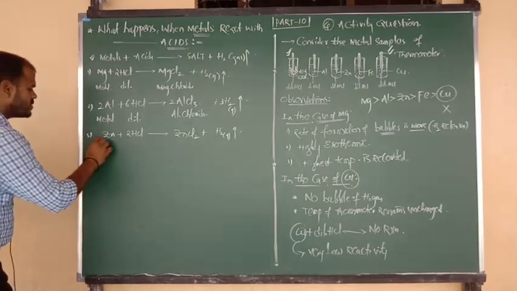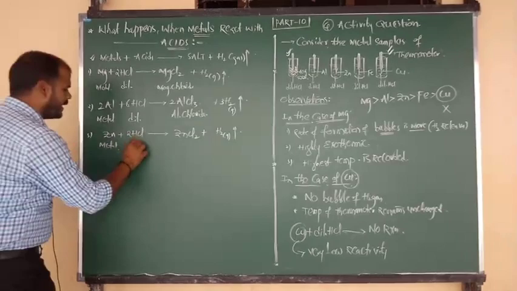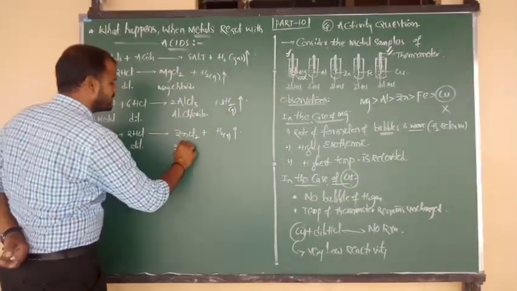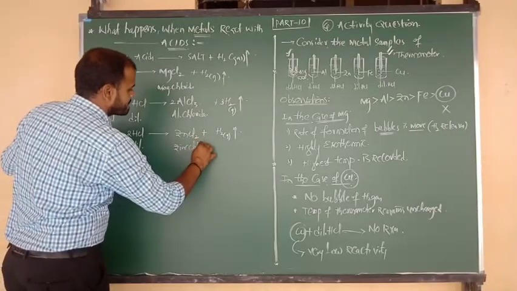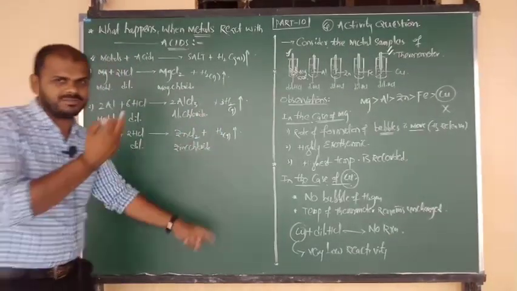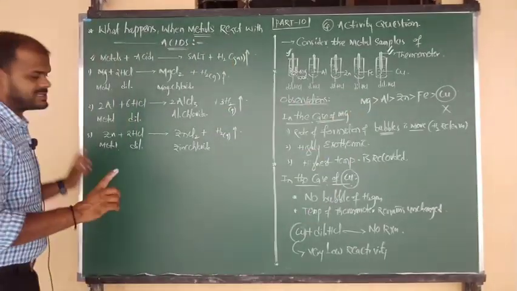Did you understand? So zinc is a metal. Upon reaction with dilute hydrochloric acid, it forms the salt, and the salt is zinc chloride. Here also liberation of H2 gas takes place. So in all the first 4 cases, liberation of H2 gas is common.